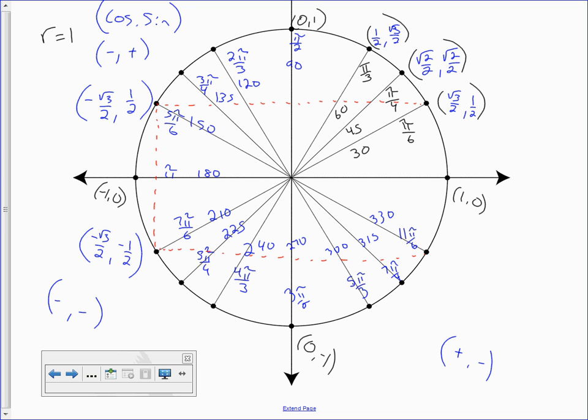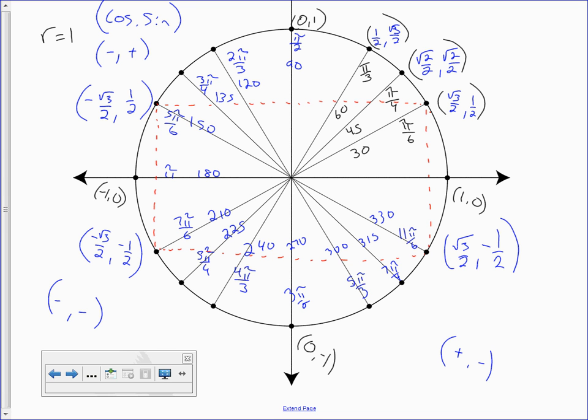As I come back across this way, notice I am staying horizontal, so my y value is going to be the same. And my vertical here, my x value stays the same. So I'm at positive √3 over 2 and negative 1/2. And all I did was walk around the unit circle for every angle that has a reference angle of pi over 6. Every one of these angles has a reference angle of pi over 6, or if you will, 30 degrees. All right?